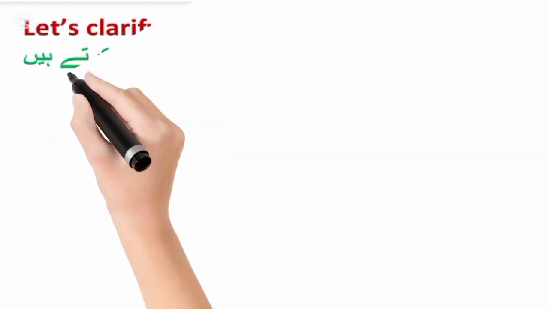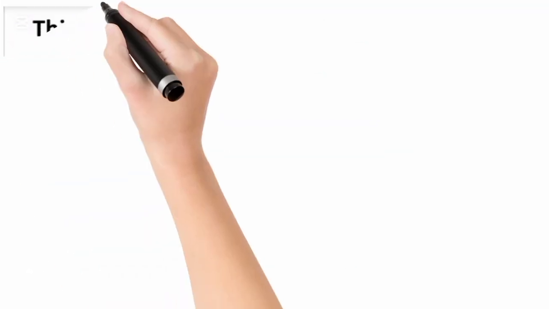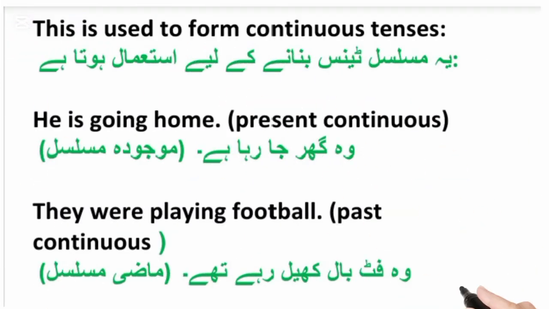Let's clarify a few things. Verb forms V1 to V5. So, B plus V4 equals B plus going, doing, eating, etc. This is used to form continuous tenses. He is going home, present continuous. They were playing football, past continuous.